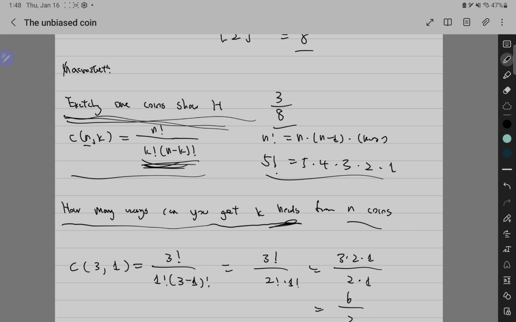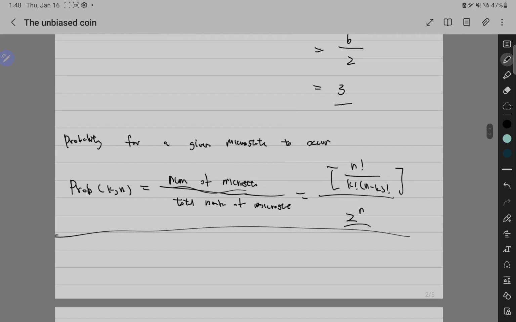And that is a brief introduction to the unbiased coin. And in my next video, I'm going to talk about binomial distribution.